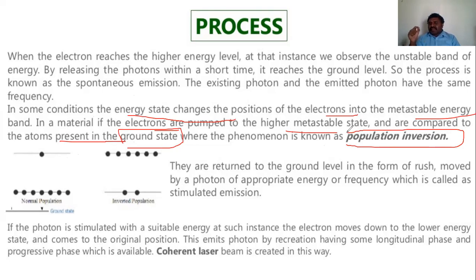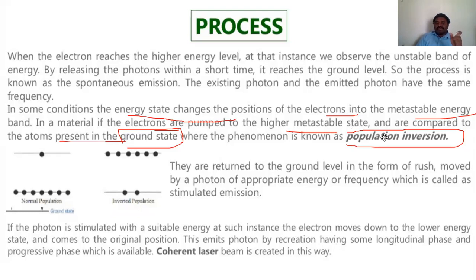Here the ground level, in the form of a photon, moves the electrons. Appropriately, the energy and the frequency give what we call stimulated emission. In the same manner, the electrons move from the lower energy state and come to the original position. That is the stable energy.